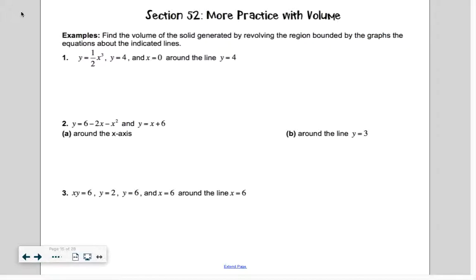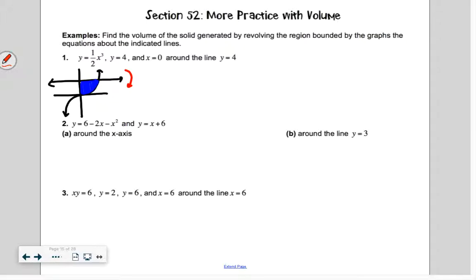All right, so the first one says find the volume of the solid generated by revolving the region bounded by the graphs around the indicated lines. Okay, so we have y equals 1/2 x cubed, y equals 4, and x equals 0. So what happens is we have this little shaded region right here that's going to be revolved, and we're revolving it around the line y equals 4.